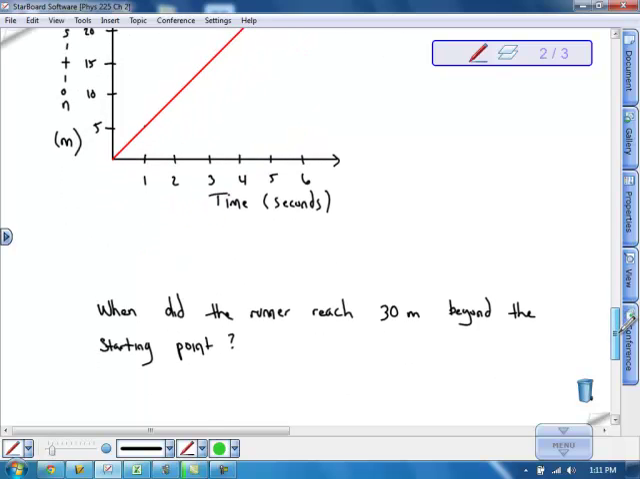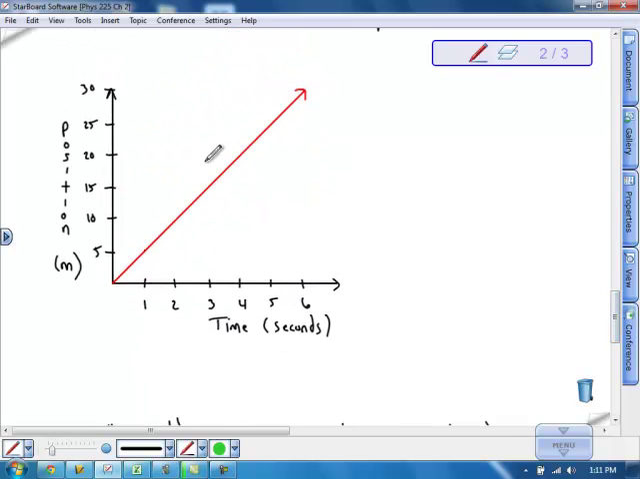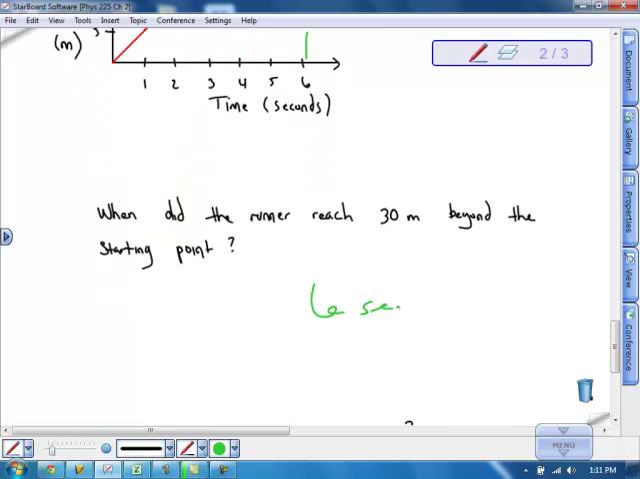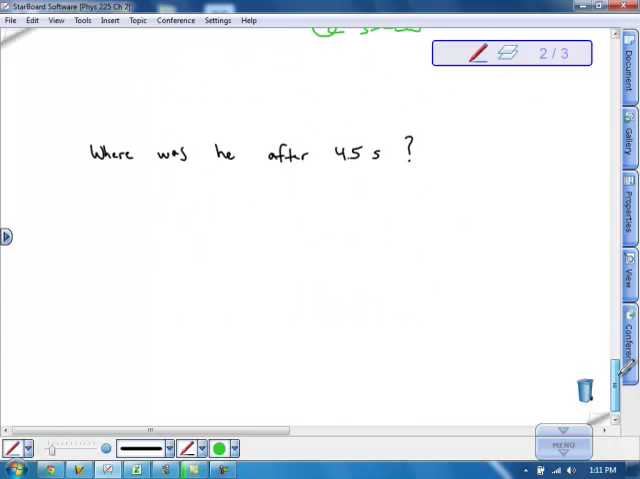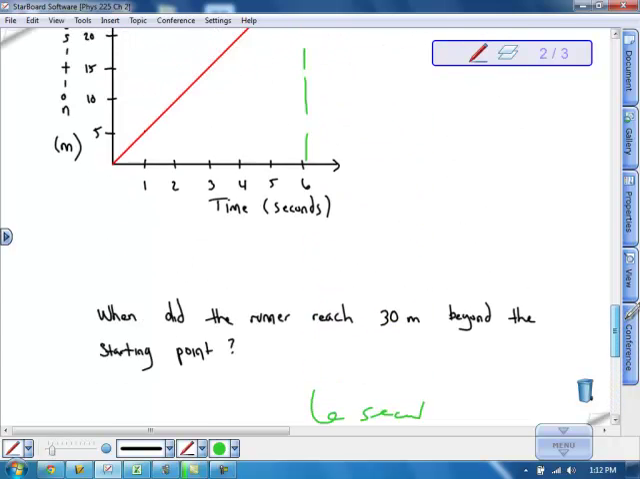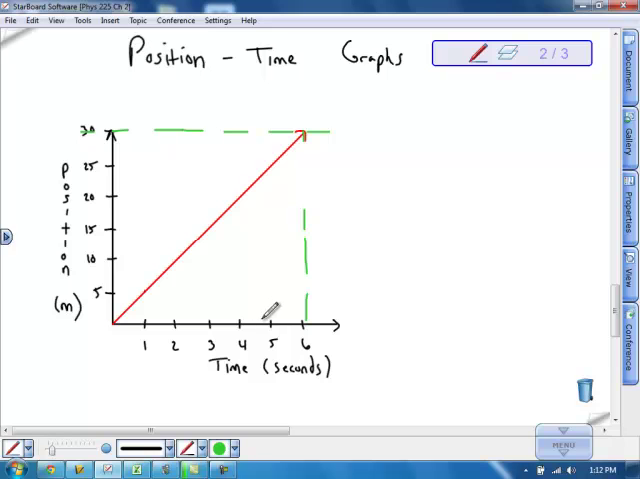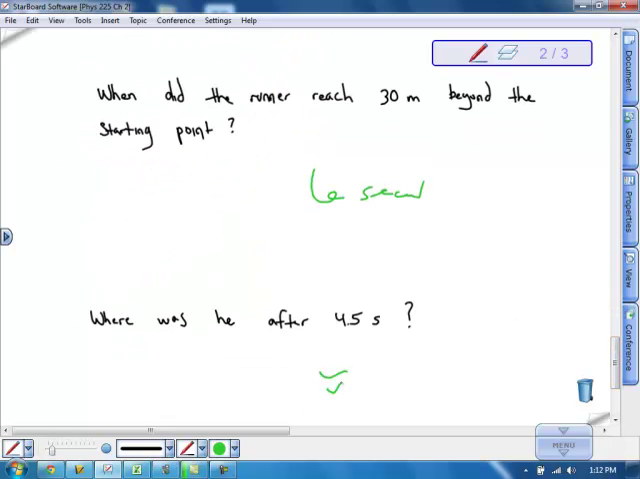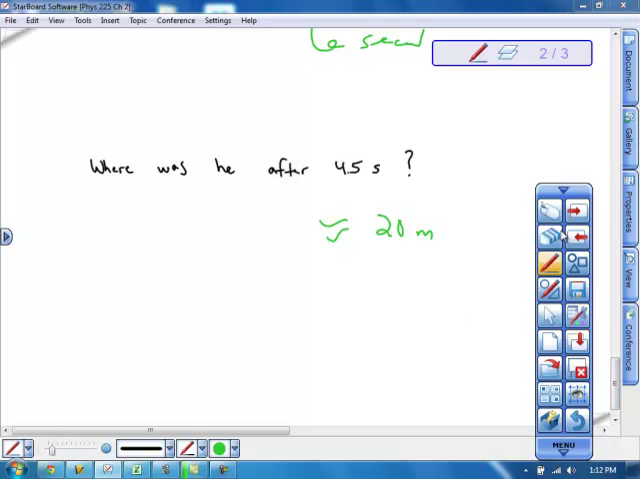All right. So the question is here, when did the runner reach 30 meters beyond the starting point? So the question is, when does the runner reach this point? It looks like if you drop that down at about 6 seconds. Okay, a couple more questions, or one more. Where was he after 4.5 seconds? Well, 4.5 seconds is about here. If we trace that up, it looks like they were at about 20 meters. Approximately 20 meters. So reading graphs is going to be important.